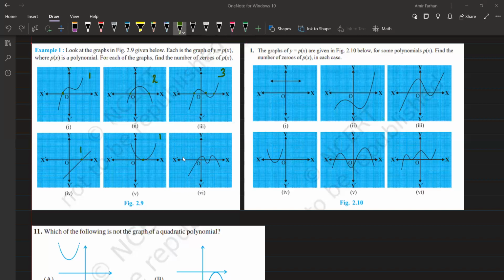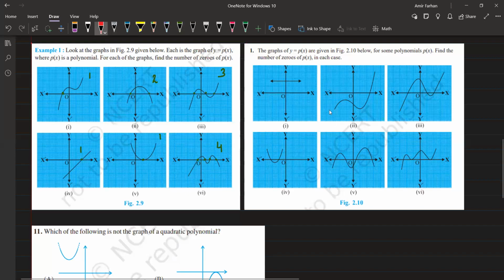Okay, so next one. Now tell me the next one. 4. 4 by Ifra. What about you, Gianna? 4, sir. 4. Very good. 1, 2. Just let me mark it up. 1, 2, 3, and 4. This is 4. Clear? Yes, sir.